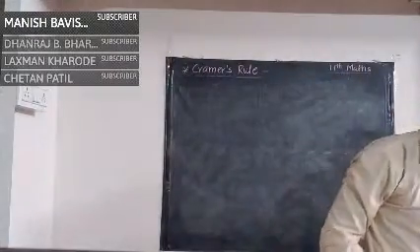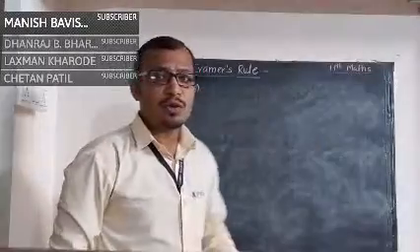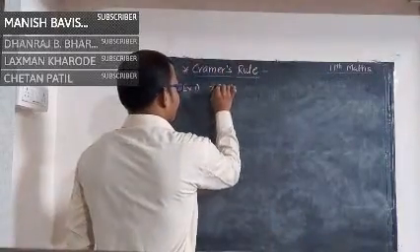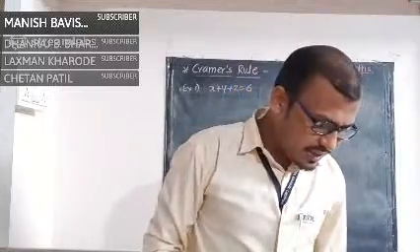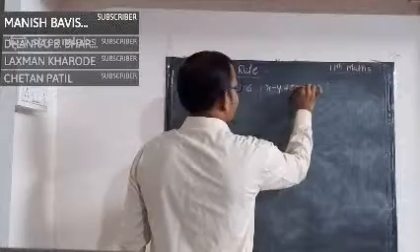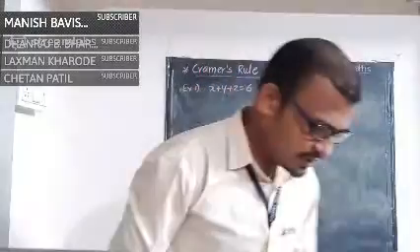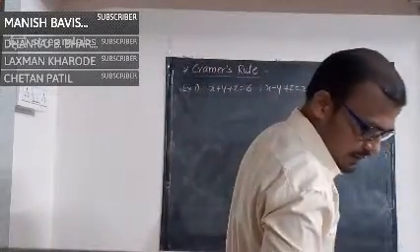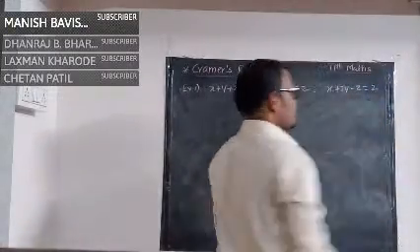So our first example is, we are given three equations and we have to find the values of x, y, z. Our first equation is x plus y plus z is equal to 6. Then our second equation is x minus y plus z is equal to 2. And the last equation, x plus 2y minus z is equal to 2.